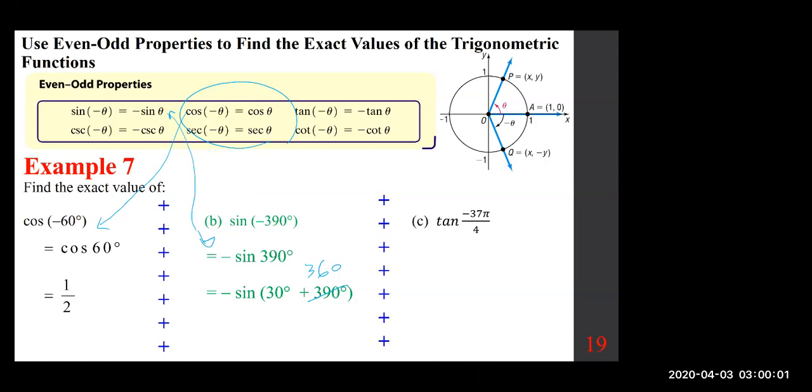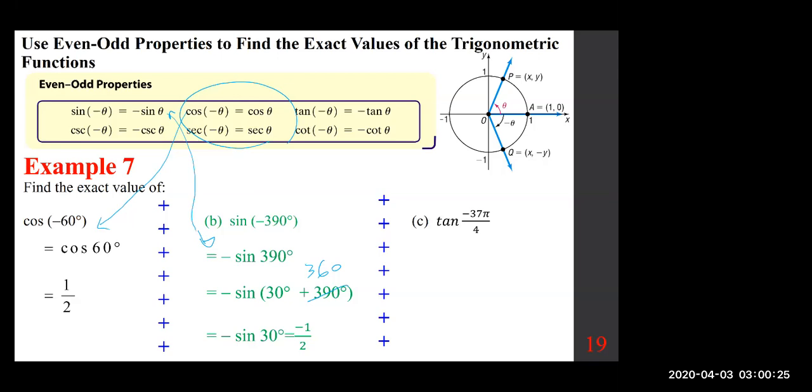Does that make sense? For a second, I thought maybe it has something to do with where it falls on the quadrant, but okay, I understand. Thank you. So it makes sense, right? Perfect. So we have negative sine of 30 plus 360, or negative sine of 30, and that one is negative 1/2.